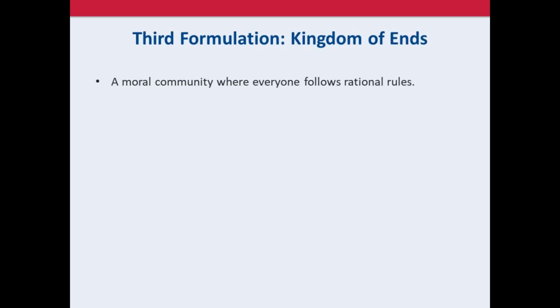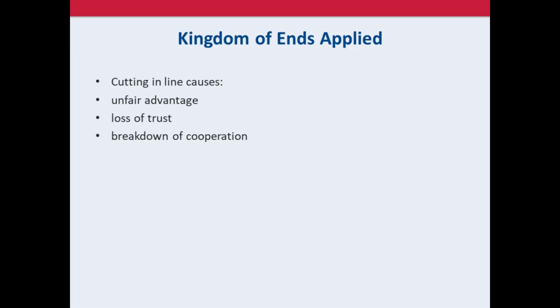The third formulation is known as the kingdom of ends. Kant asks us to imagine a moral community where everyone follows universal moral rules and respects others as rational individuals. In such a community, cooperation depends on fairness and mutual respect. If people constantly ignored rules like waiting in line, social cooperation would break down. Cutting in line undermines fairness and trust within society.